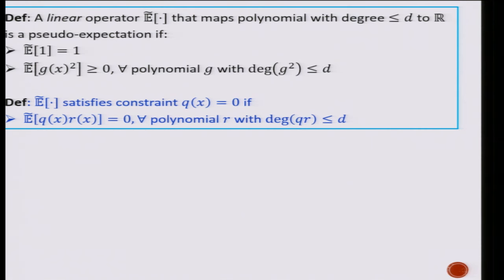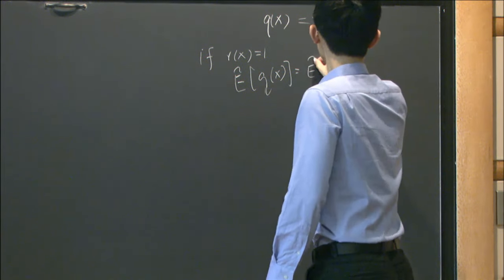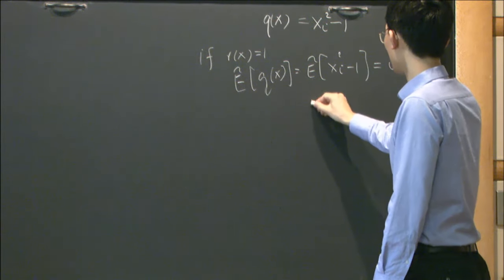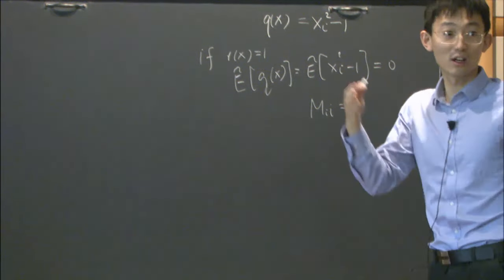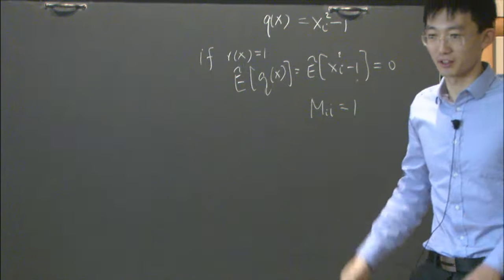Maybe it's good to show a simple example. For example, if Q of X is X_i squared minus 1, and you take R of X to be constant, then this constraint says that E tilde of Q of X, which is E tilde of X_i squared minus 1, is 0. This is just a different way of saying M_ii is 1 in our previous example. Yes, because it's a linear operator.